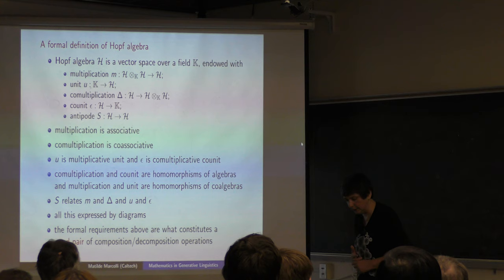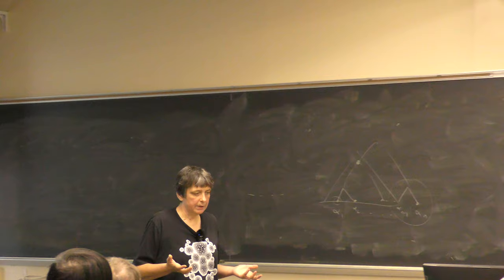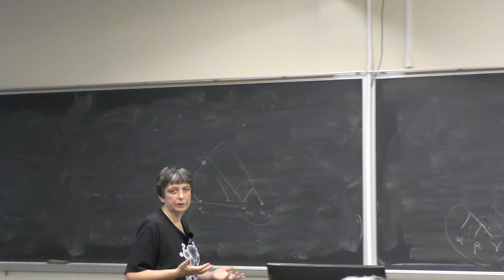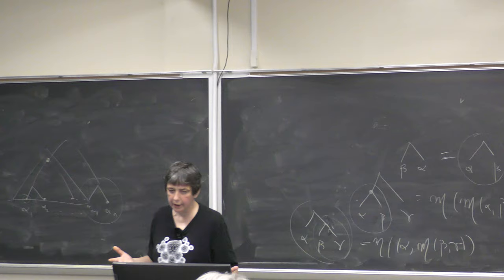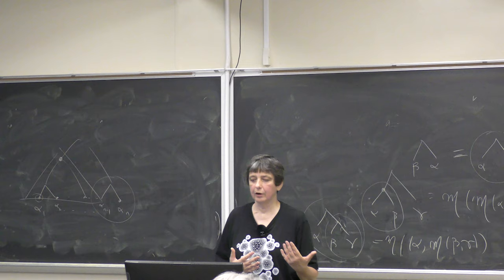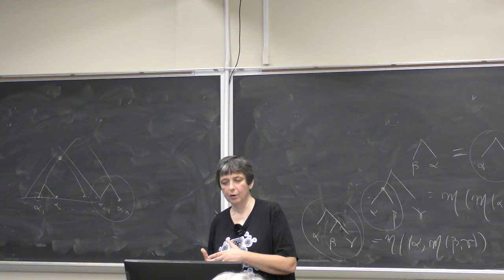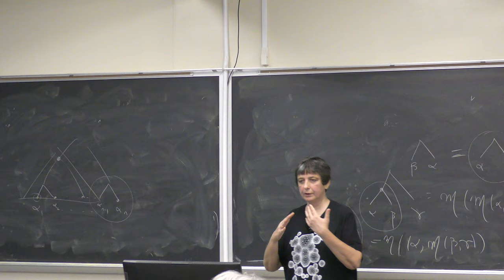I'll come in a moment to say what that means, but you obviously know what that should mean. It means that these operations behave well under iteration. That's what associativity and co-associativity are saying. And the antipode relates all these elements of the Hopf algebra into a single relation. There are also compatibilities, in the sense that co-multiplication and co-unit are morphisms of algebras, and multiplication and unit are morphisms of co-algebras. So there's this complete symmetry between these different sets of structures.